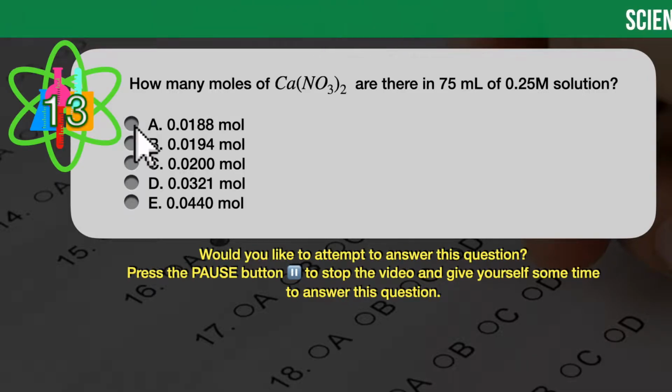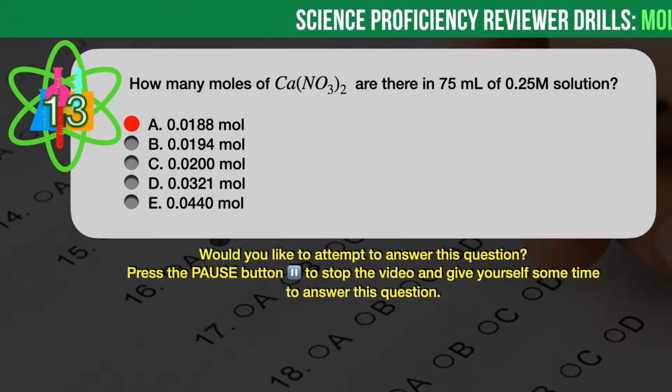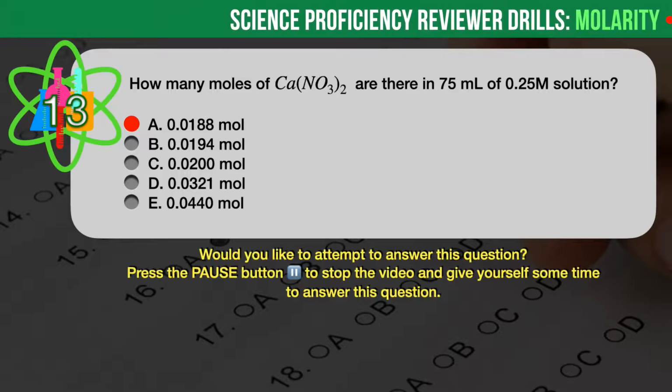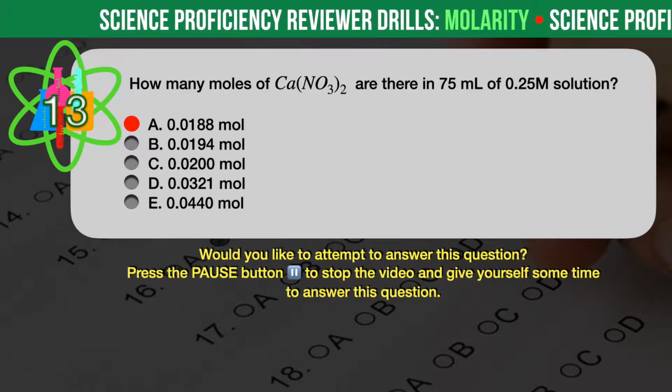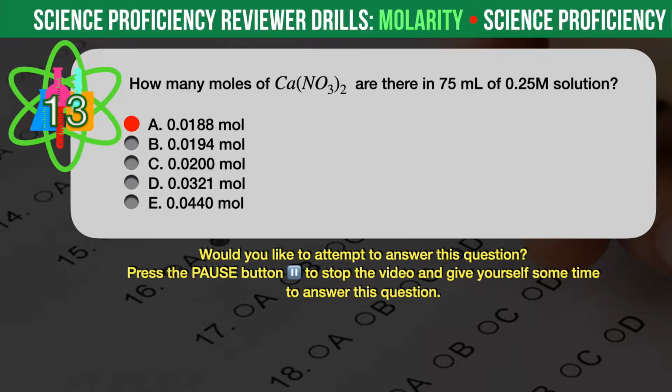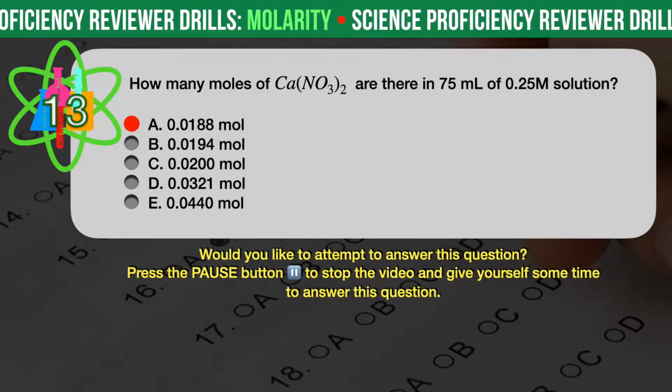The correct answer is A. 0.0188 moles. For our last drill question on molarity, we are again given a solution containing calcium nitrate, just like in drill question number 11. But here we are already given the molarity of the solution to be 0.25 m, and its volume is 0.075 liter. What we need to find is the moles of our calcium nitrate solution.